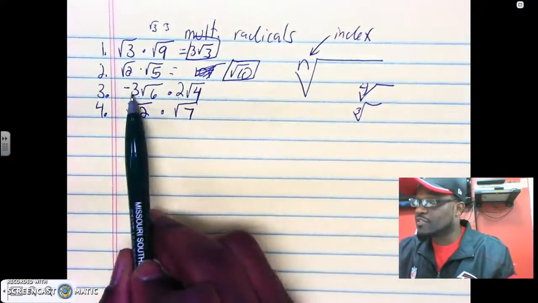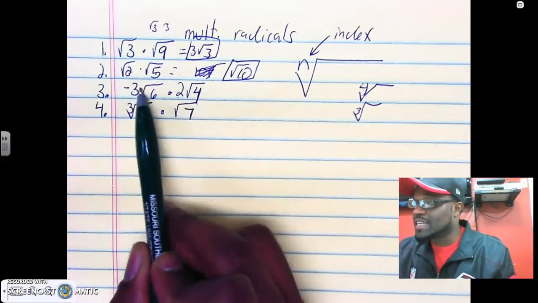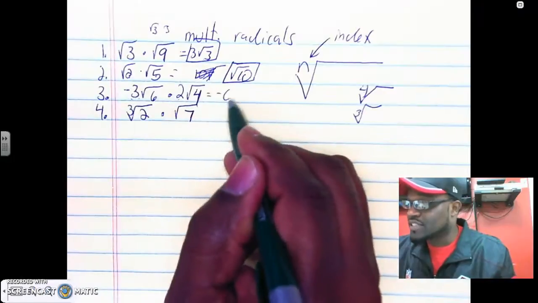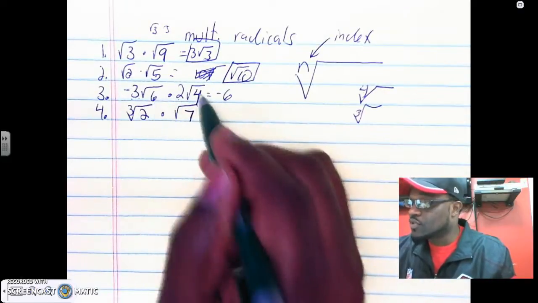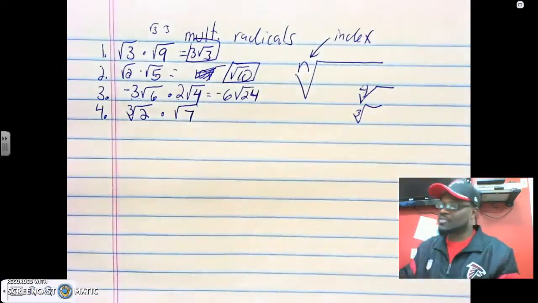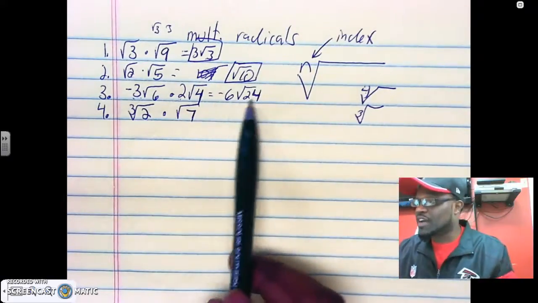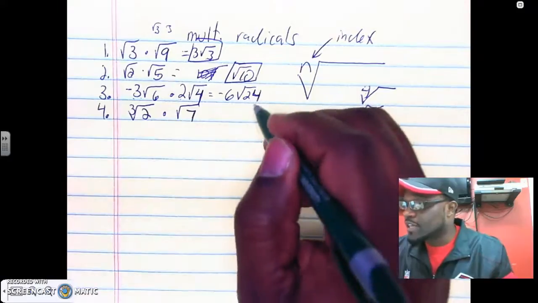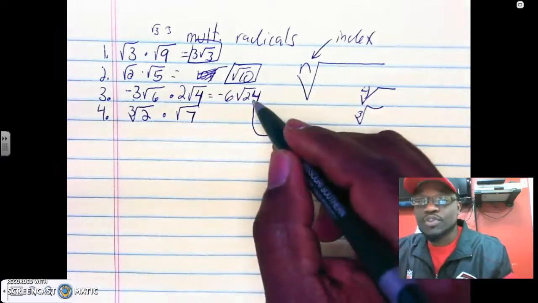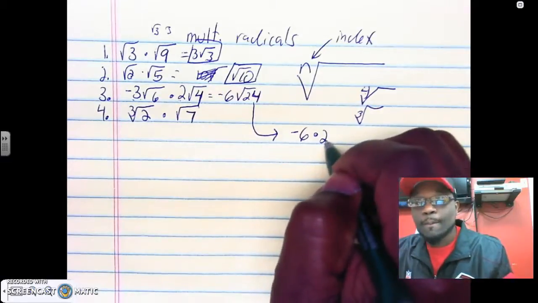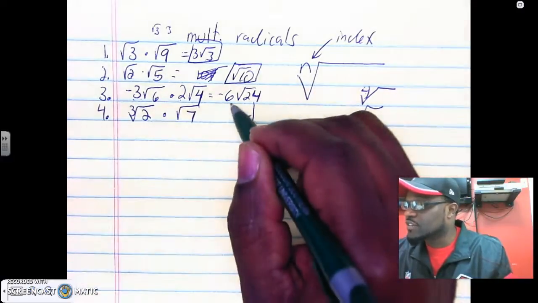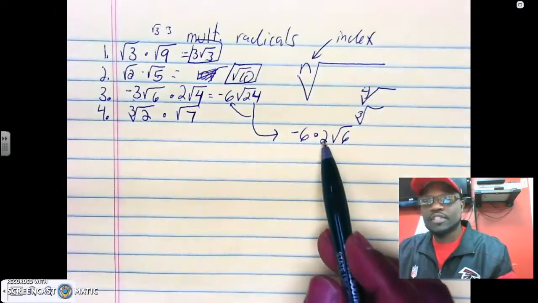Now notice, even though I have coefficients out front, I still have the same index. And so, sure, negative 3 times 2 is negative 6. 6 times 4 is 24. Now again, if you use your calculator, it'll jump straight to the answer, but that's not correct because I can actually simplify that some more. Why? And I ran out of room, didn't think about this. Negative 6 times the square root of 24 is actually 2 square root of 6. The square root of 24 reduces down to 2 square root of 6.